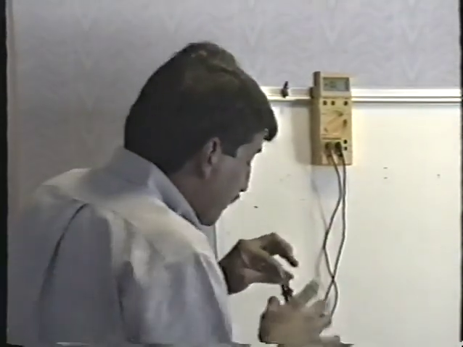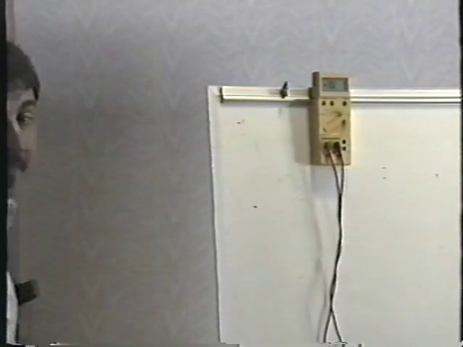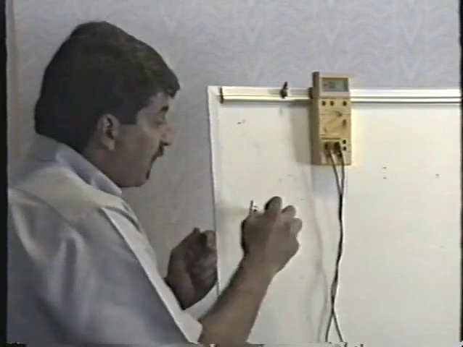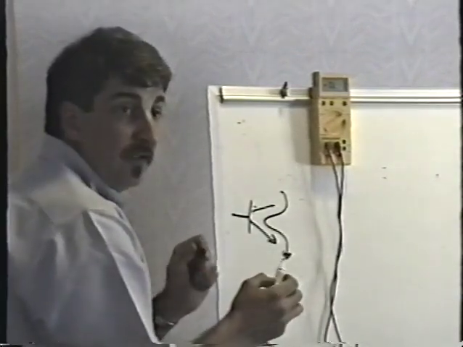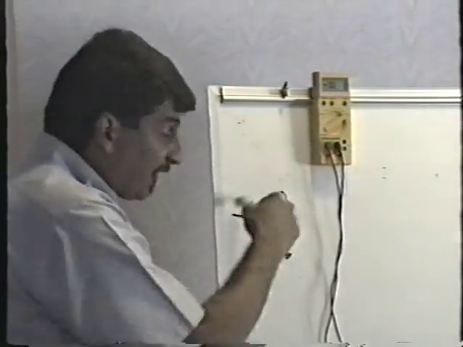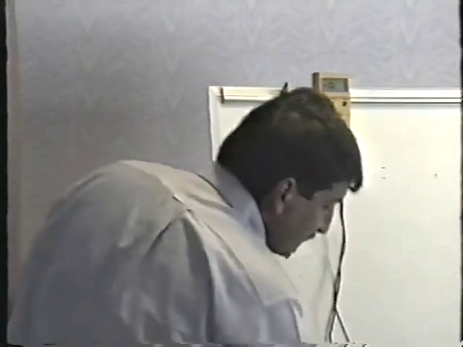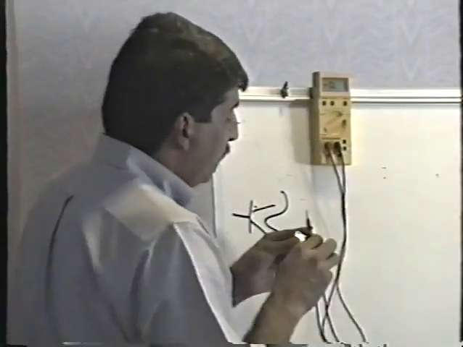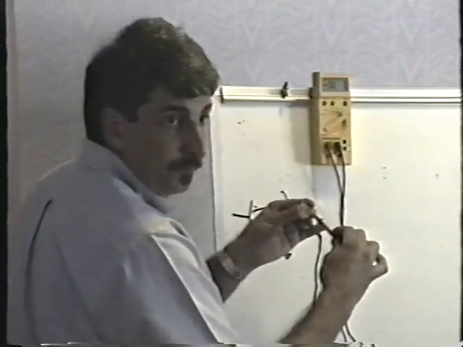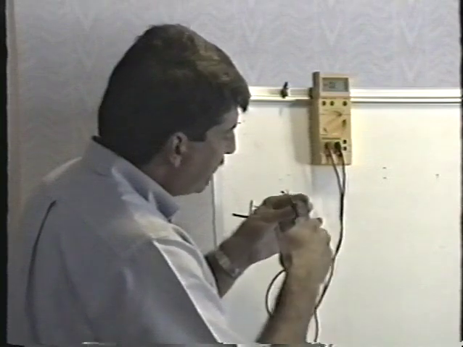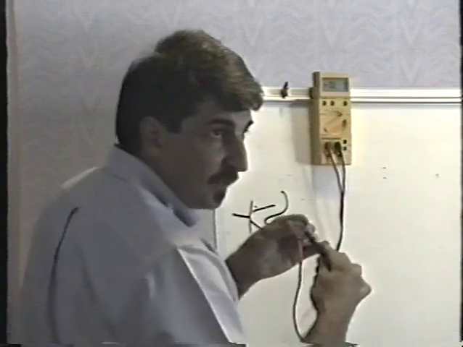Now, final test. Remember that in a transistor, the main switch is between the collector and the emitter. That's where they call it the collector current. That's the main current flow in a transistor. As a final test, make absolutely certain, put one lead on the collector, the other lead on the emitter. It should be open. When you reverse the leads, collector to emitter should be open. And that's the complete test.